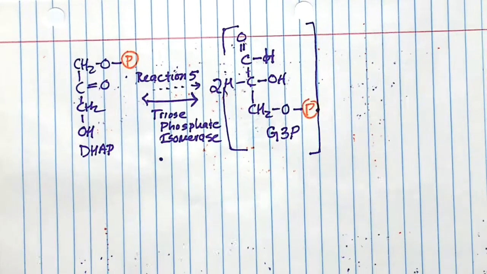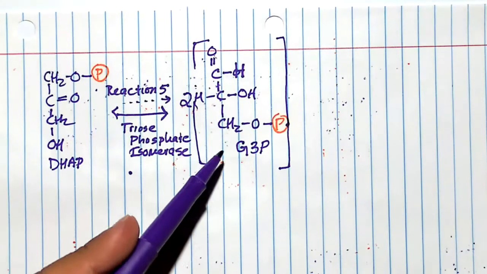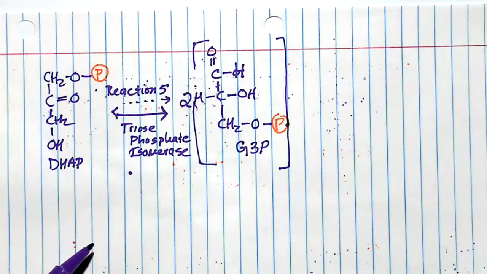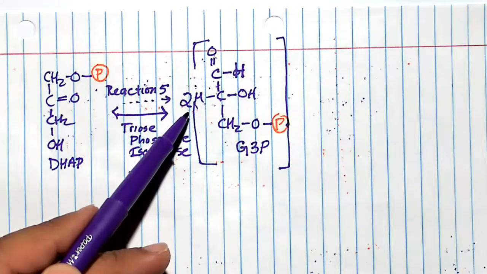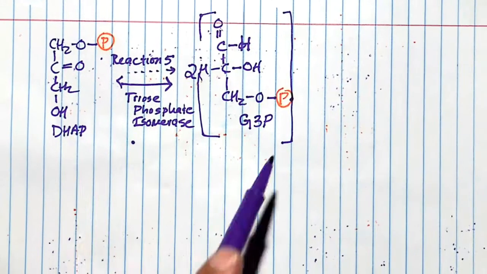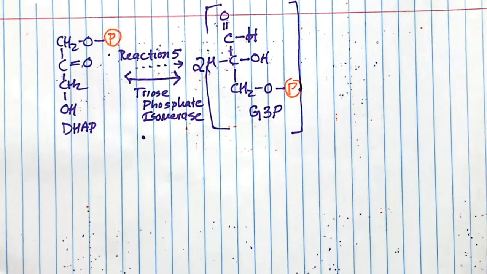All right, so let's go now to reaction 6. We are halfway through glycolysis. We've made 2 molecules of G3P. So from here on out, I'll just do 1 molecule of G3P. Remember that for reactions 6, 7, 8, 9, 10, 2 molecules are actually entering into the pathway. I'm only drawing 1 molecule for reaction 6 through 10.